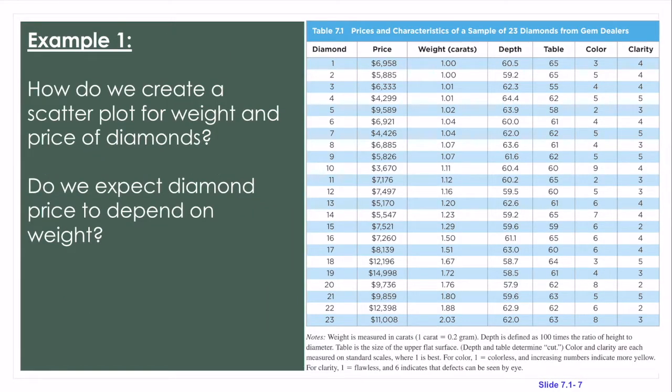So how do we create a scatter plot for weight and price of diamonds? Do we expect the price to depend on weight? Well, yeah. So weight is going to be our explanatory variable, so our x, and price is going to be our y. So here's all the data for prices and characteristics of diamonds. So let's go ahead and take a look.